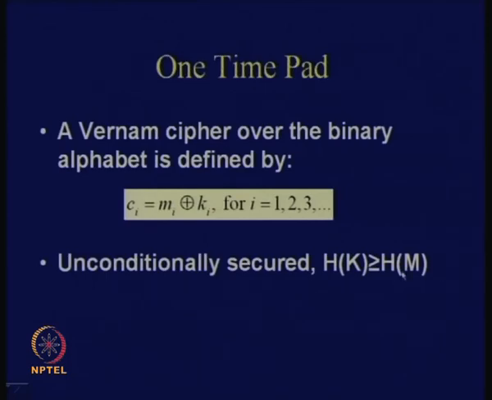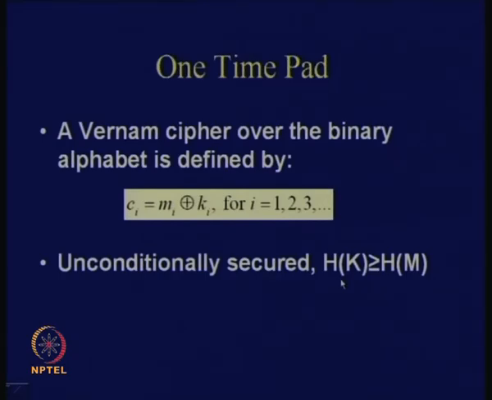We saw that H(K) is greater than or equal to H(M). What does it mean? The entropy of your key should be at least equal to the entropy of your message. That means you have a large key value. So what is the problem that we saw with this?